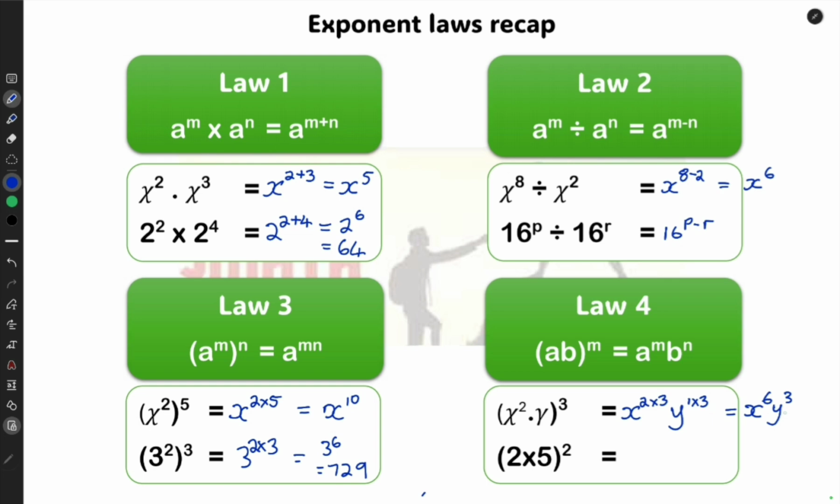Okay, last one. I am going to multiply each base with the exponent. So 2 to the power 2 times 5 to the power 2 gives me 4 times 25. Final answer is 100.